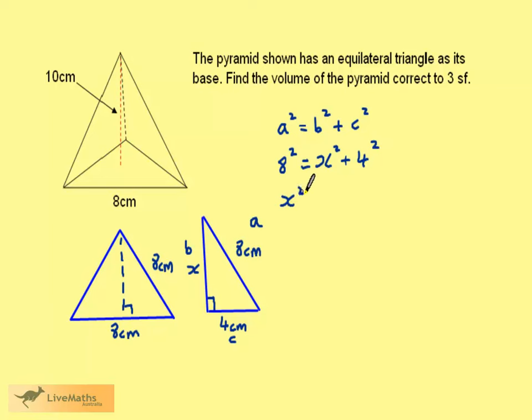Rearranging, x squared plus 4 squared is equal to 8 squared. If two things are equal, it doesn't matter which side we write them. And then subtract 4 squared from both sides. So x squared is going to be 64, take away 16, which is 48. So x is the square root of 48.